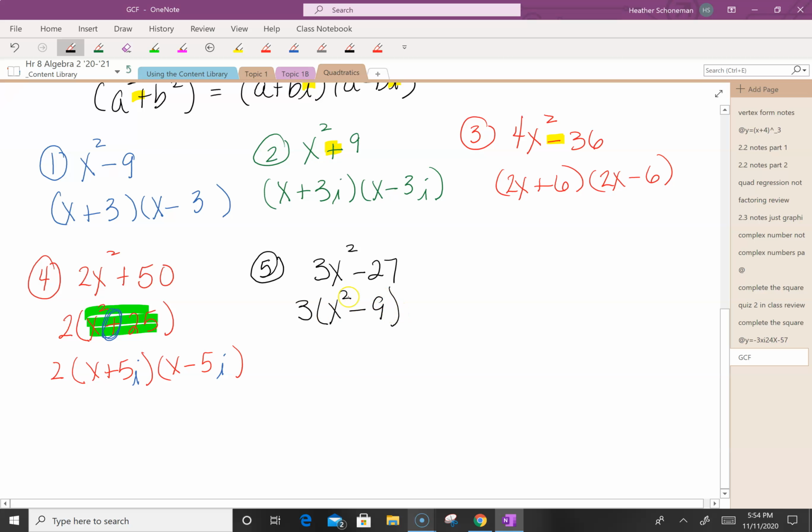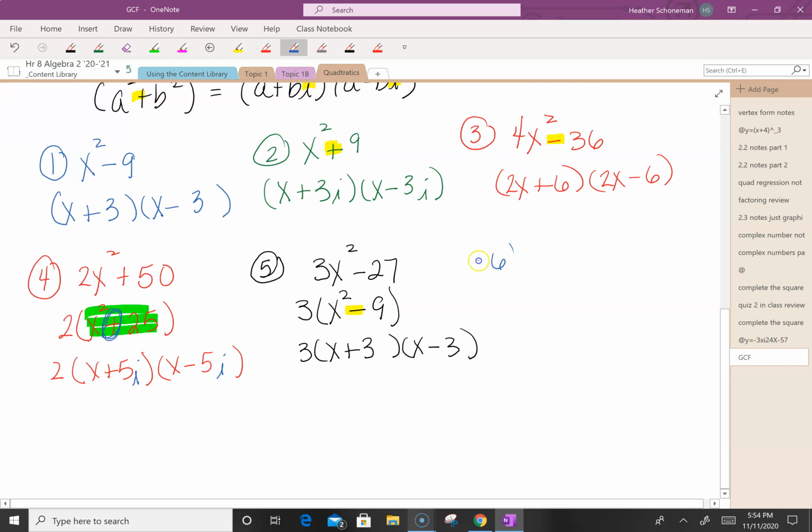Now looking in just the parentheses, that's a binomial, and I can take the square root of everything. So I'm going to go straight to my two parentheses. I have an x and an x. Square root of 9 is 3 and 3. One's plus, one's minus, because they're always opposite signs. But when I look here, this is a minus, so there is no i.